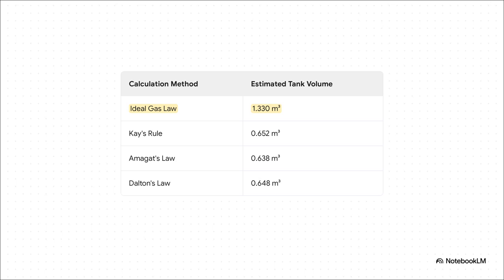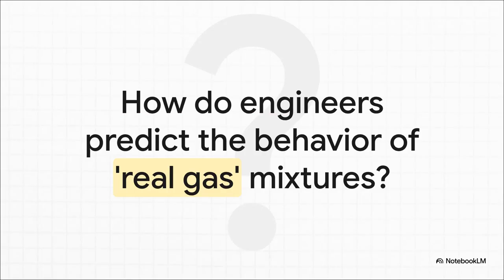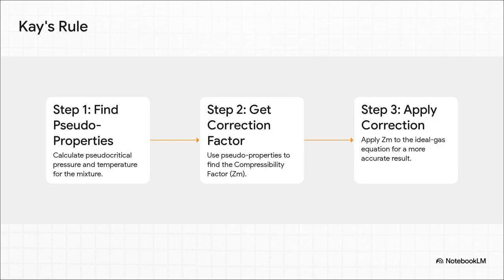In engineering, that's not just a small oops. That's a potential catastrophe. Okay, so if the easy way is dead wrong, how on earth do engineers get the right answers when they're dealing with these real gas mixtures? Well, one of the most popular tricks is a method called Kay's rule.